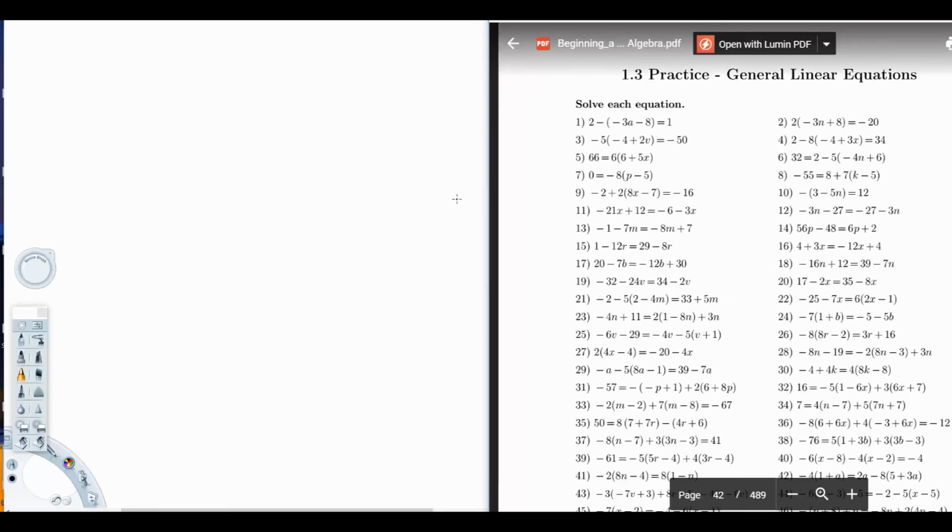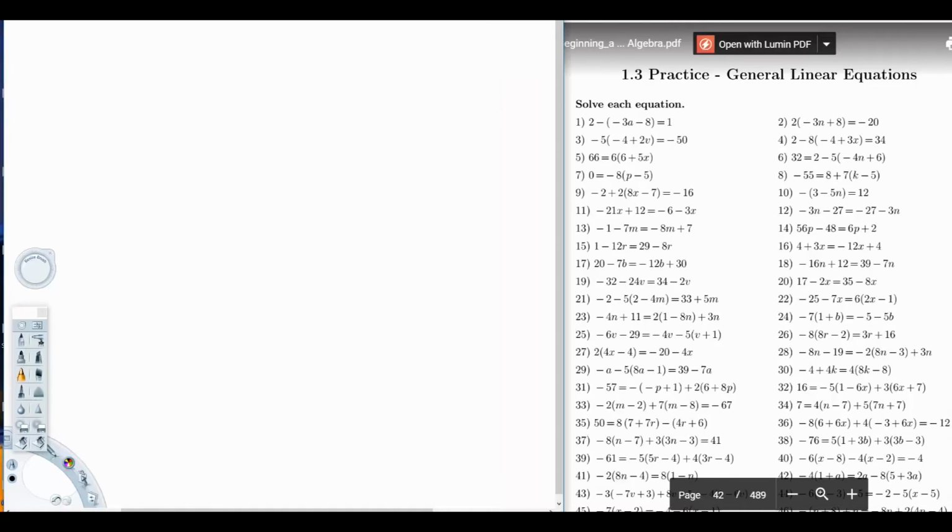So we're doing 1.3 general linear equations. And these are very tough, so we're going to do them one at a time. And it's very easy to get mixed up, so it's important to do every step thoughtfully. Number one, 2 minus 3a minus 8 equals 1.